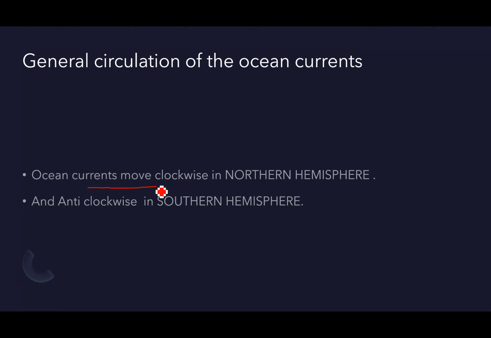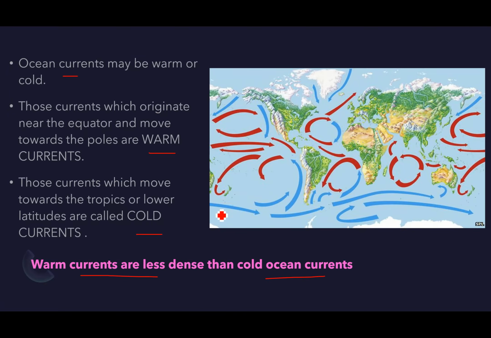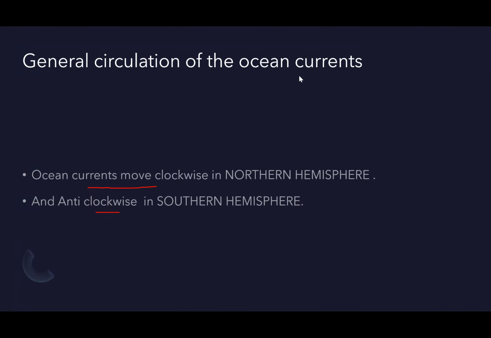Ocean currents move clockwise in the northern hemisphere, and they move anti-clockwise in the southern hemisphere. So let me just give you a look here. In the northern hemisphere, they move clockwise, right? In the northern hemisphere, they will move clockwise. In the southern hemisphere, they move anti-clockwise.